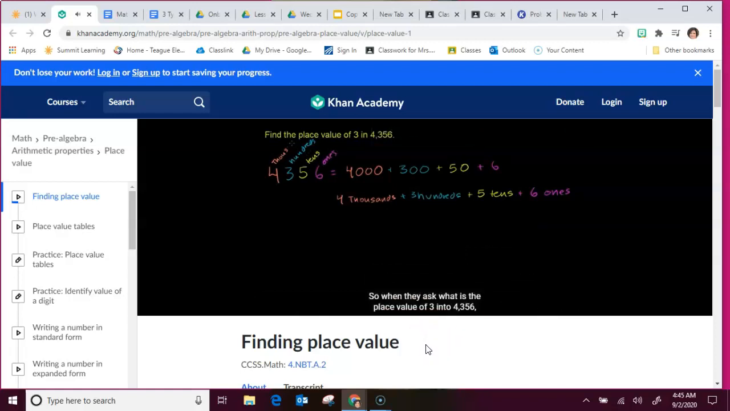So when they ask what is the place value of 3 in 4,356, we're concerned with this 3 right here. It's in the hundreds place. If there was a 4 here, that would mean we're dealing with 400. If there's a 5, 500s. It's the third from the right. This is the ones place. That's 6 ones, 5 10s, 300. So the answer here is it is in the hundreds place.